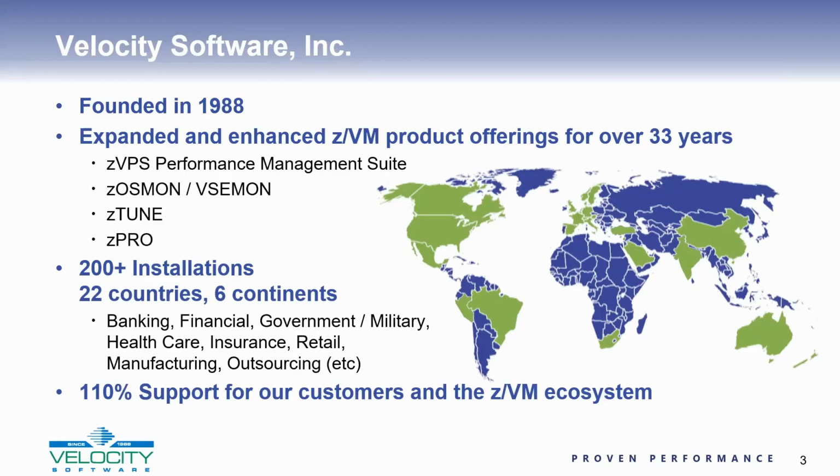We're across the entire globe with 200 plus installations, 22 countries, 6 continents, and all the different kinds of installations and corporations, companies that you could think of. So we've got a plethora of influence around the globe, and like I said, the history of Velocity Software is long and very strong and stable. And the last bullet there, 110% support for our customers in the zVM ecosystem.